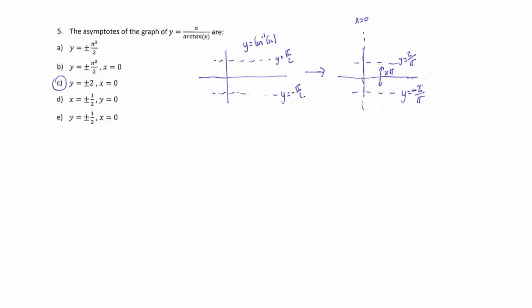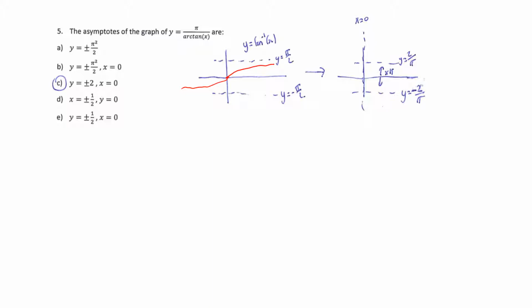Okay, have a look at this. The asymptotes of the graph y equals pi times the reciprocal of the inverse tan function. All right, so let's get our heads around this. So here's our inverse tan function. Let's just complete it. So two horizontal asymptotes looking like so.